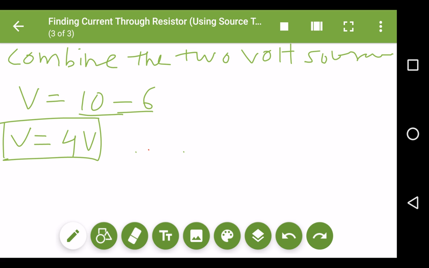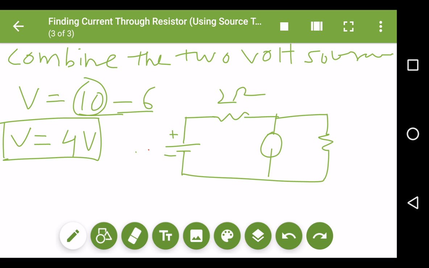So this branch has a new voltage, that is 4, and the direction of that voltage is like this, because this is the direction of the 10 volt, which is like this. Okay, so the bigger voltage direction is the direction of the combined voltage. Now this is the resistance, which is 2 ohms. This is my current source and my 4 ohm. This is the current source of 2 ampere, and this is my new voltage of 4 volt.